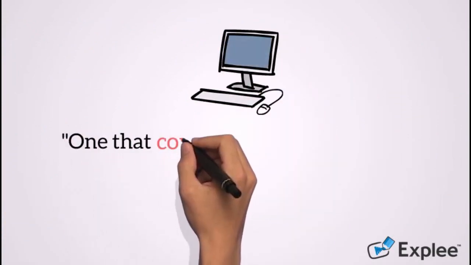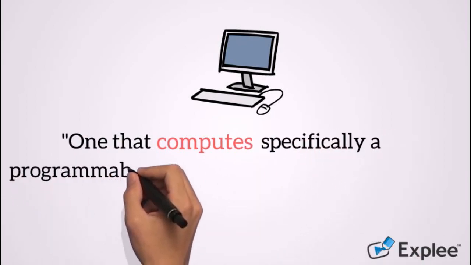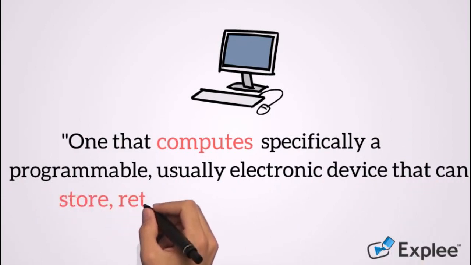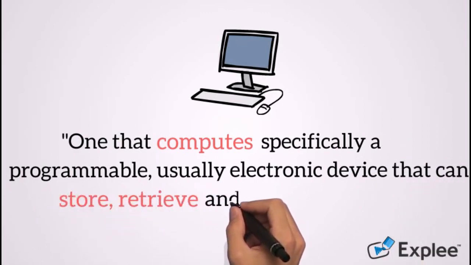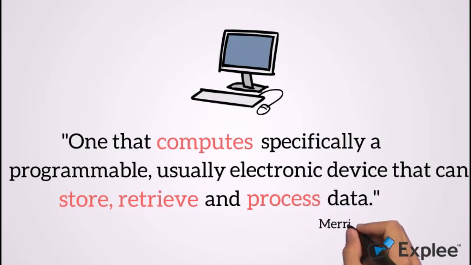Merriam-Webster defines computer as one that computes, is specifically a programmable, usually electronic device that can store, retrieve, and process data. It is essentially a machine that may use electronic components and instructions to perform calculations, complex tasks, process text, manipulate data, and signals.